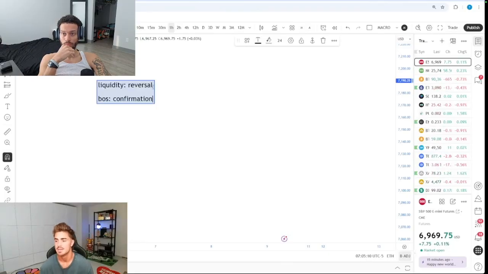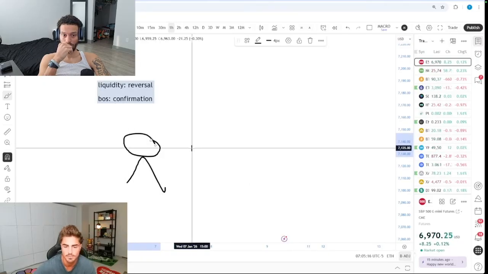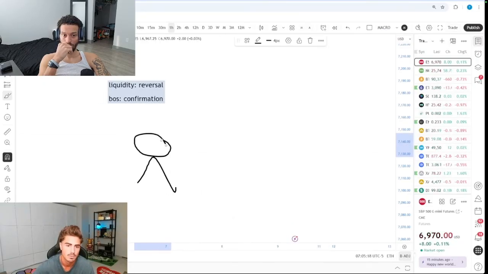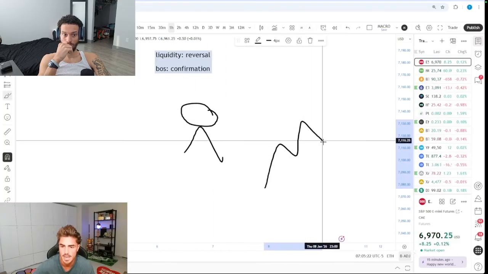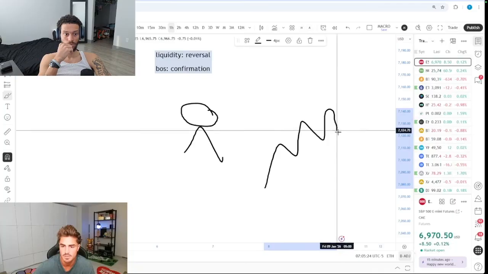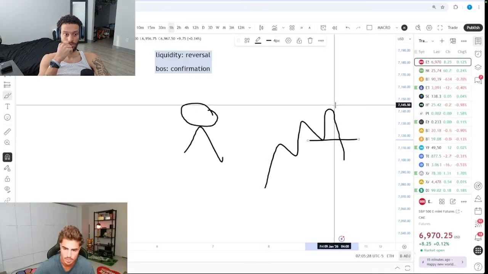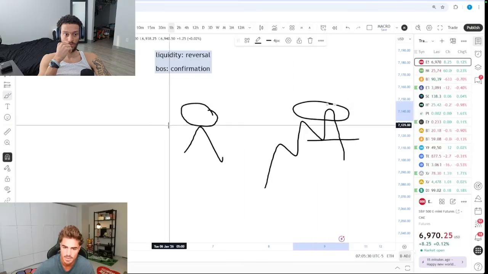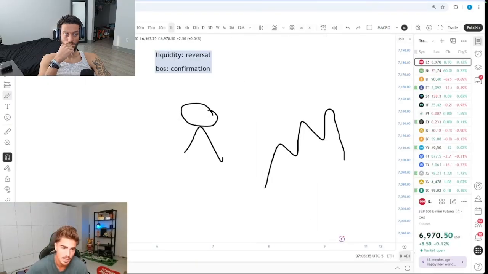Because it's saying, hey, we pushed above an area that we could potentially fill orders at. And then when we get the break of structure, what does that tell me? It confirms to me that orders were filled above this high right here, above the liquidity sweep. Because again, what do we know about liquidity?